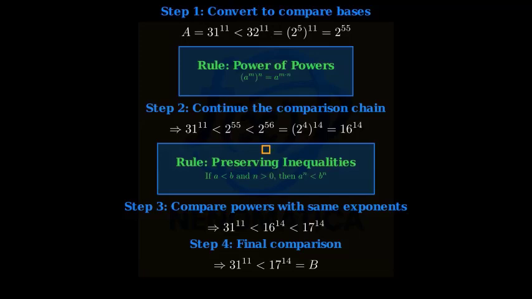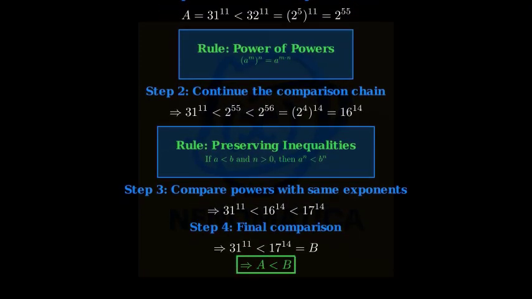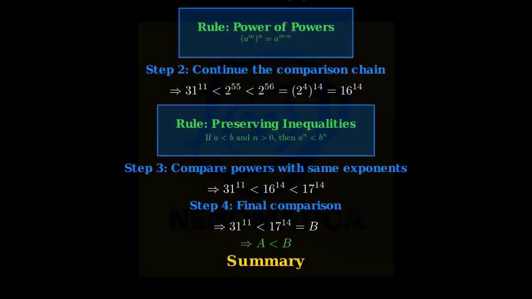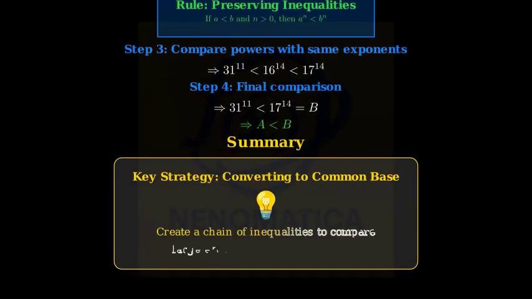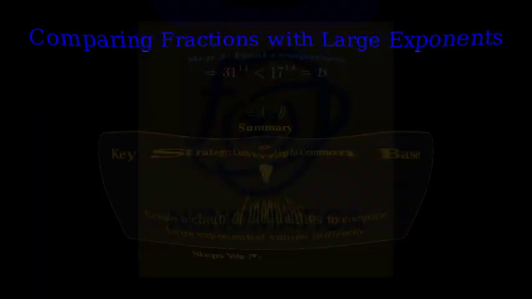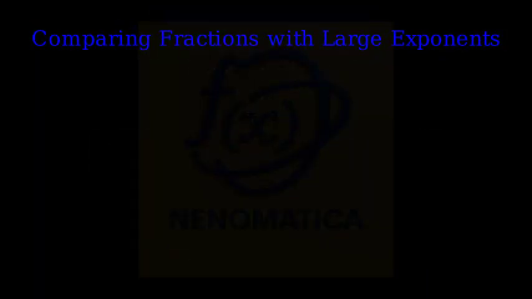And since 17 to the power of 14 is equal to b, we can conclude that a is less than b. Let's recap what we've learned. To compare numbers with different bases and large exponents, we can convert them to a common base or create a chain of inequalities. Today we'll solve a mathematical problem involving comparison of two fractions with large exponents.